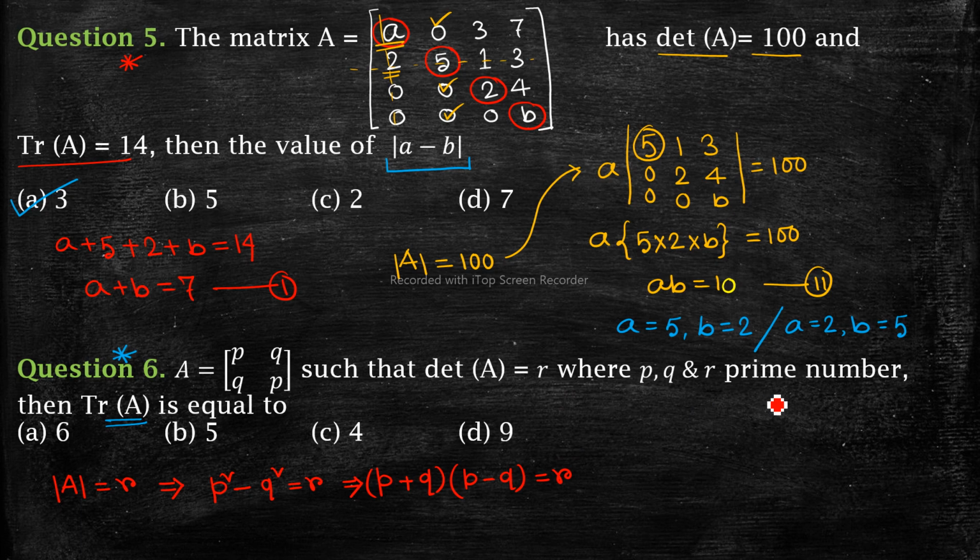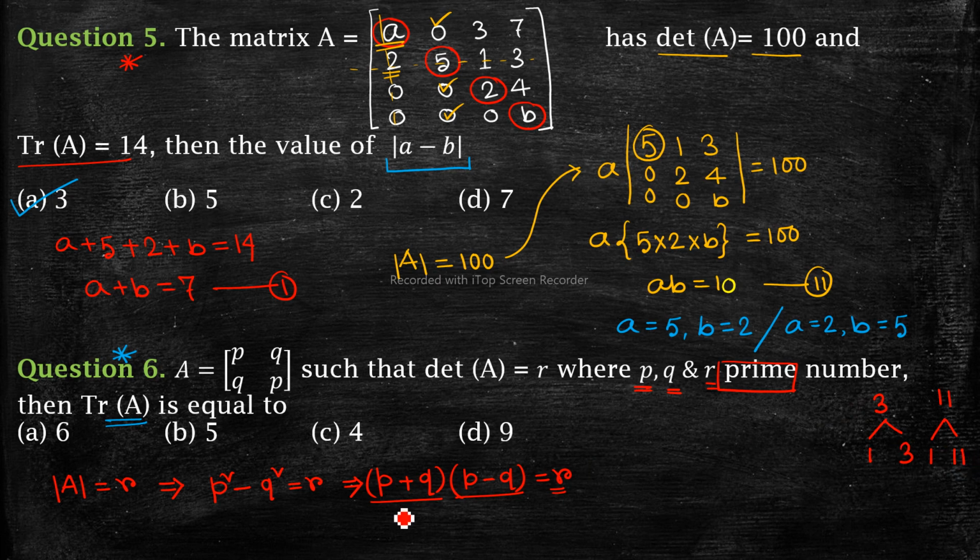Since P and Q are prime numbers, remember that we started from 2, 3, 5, 7, 11 like this. So the product of two prime numbers should become one more prime number. We have to take the difference. We know the factors of any prime number are either 1 or itself. You take 11, then also 1 and itself.